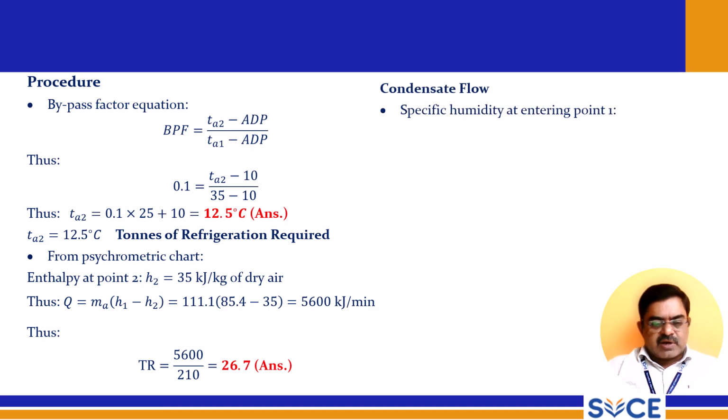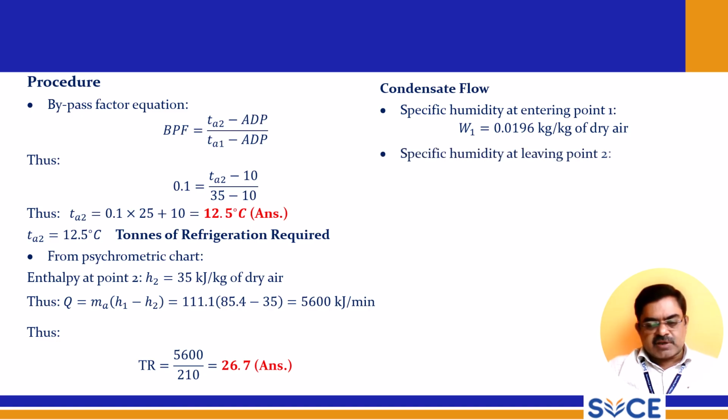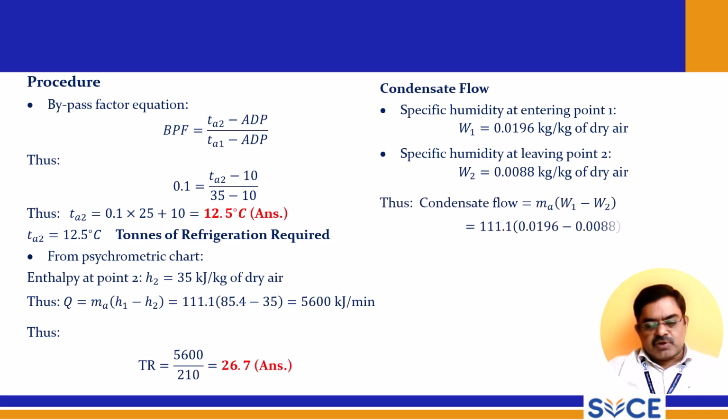It is 26.7. So the condensate flow: the specific humidity at entering point 1, W1, equals 0.0196 kg per kg of dry air. The specific humidity at leaving point 2, W2, is 0.0088 kg per kg of dry air. The condensate flow equals MA times (W1 minus W2), so that is 1.2 kg per minute.